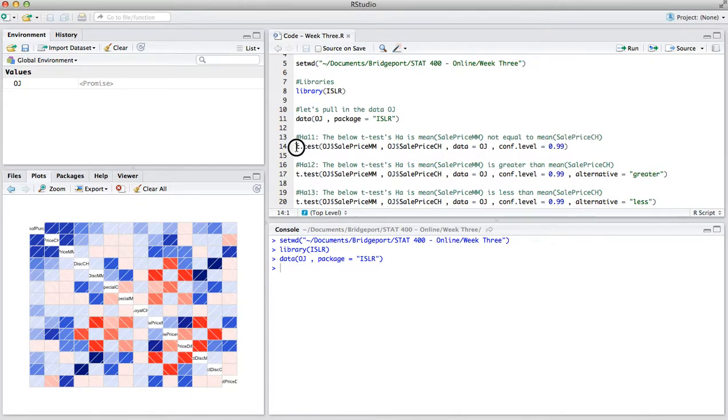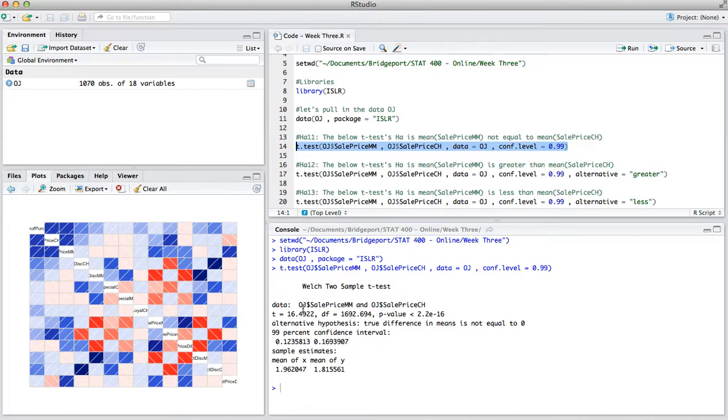I start out with my code, t.test, open paren, OJ $, OJ meaning the data, $ signaling that the next is a variable, sale price Minute Maid versus OJ sale price Citrus Hill, confidence level 0.99. Let's run this and see what we get, and let's interpret those results.